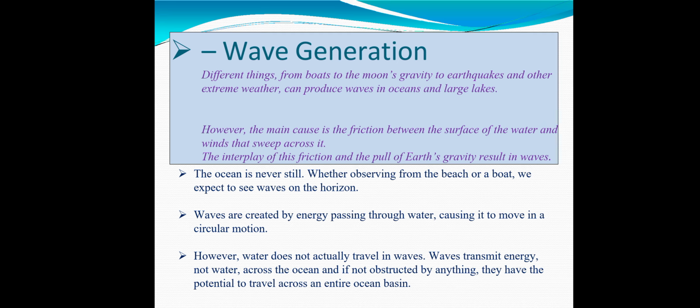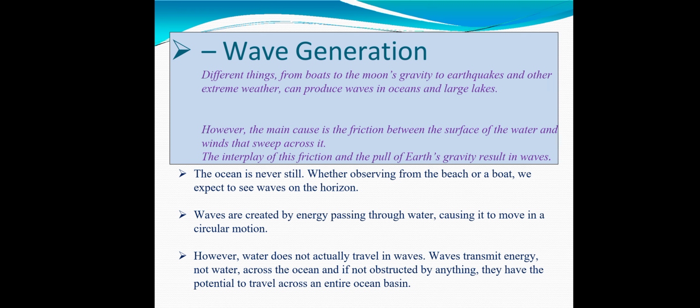In one sentence, we can say that the interplay of this friction and the pull of Earth's gravity result in waves. Now we all know that the ocean is never still. Waves are always propagating and transforming, and swelling is a common phenomenon in the ocean. We'll describe all those processes. Whether observing from the beach, from a boat, or from a ship, we expect that sea waves will always be active towards the shoreline, right? The waves are created by energy passing through water, causing it to move in a circular motion.